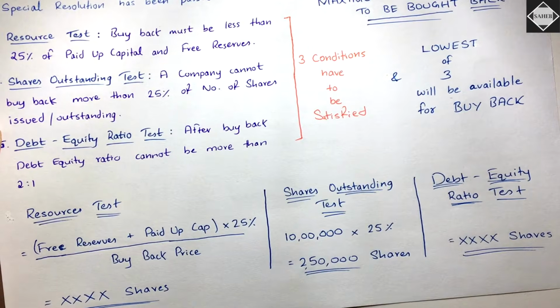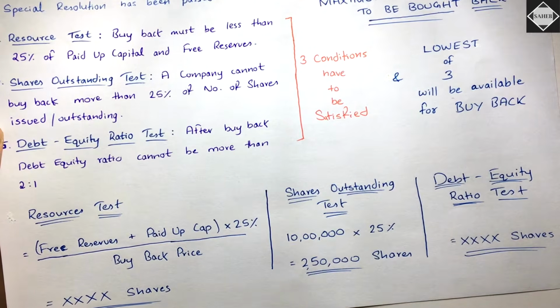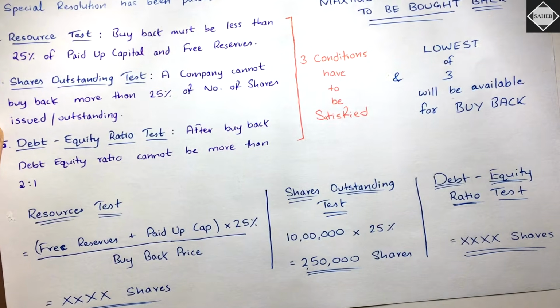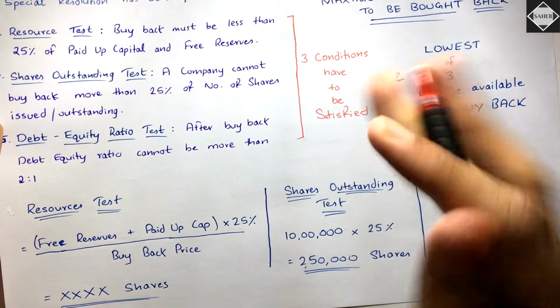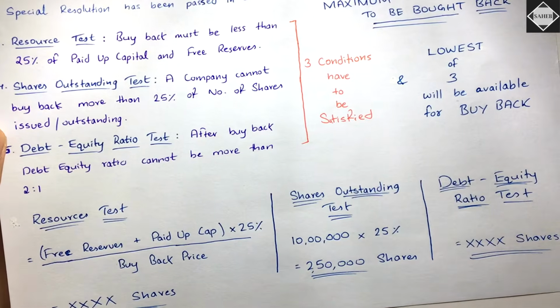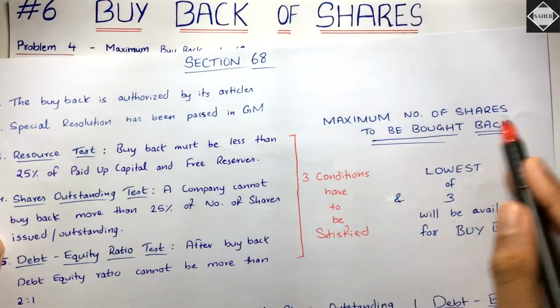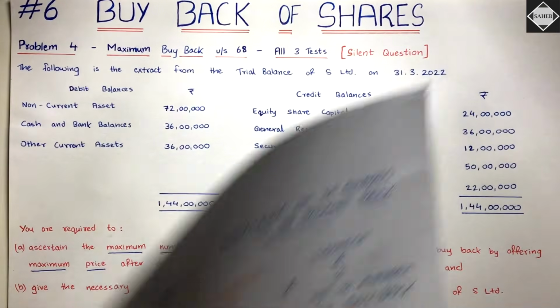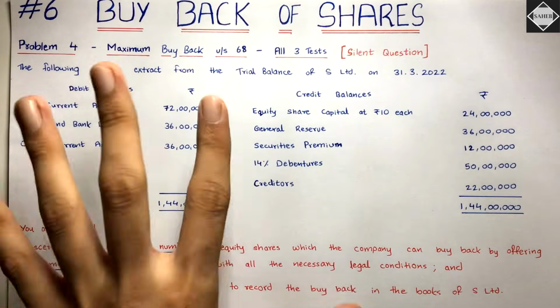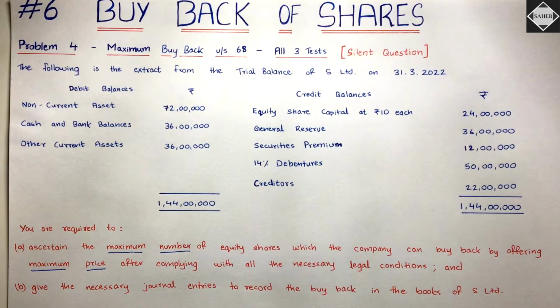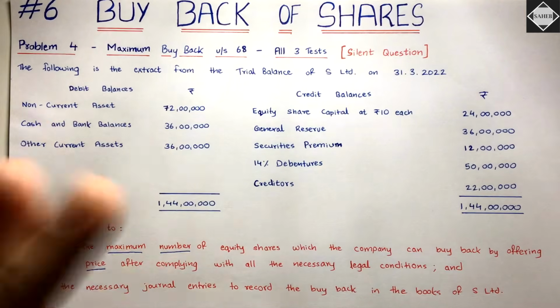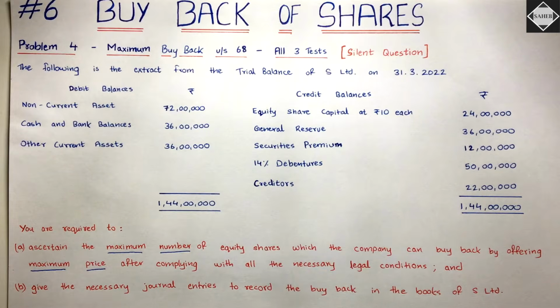Then what are you going to do? You are going to select 50,000. According to section 68, you can only do the buyback of 50,000 shares. Is that clear? That's how you do the calculation. Okay, that's how you check the conditions, and what is the maximum number of shares that you can buy back. Is that clear? And here in this question, that is what is being said. You have to do maximum buyback. Is that clear? Okay, now let's get back to this question.